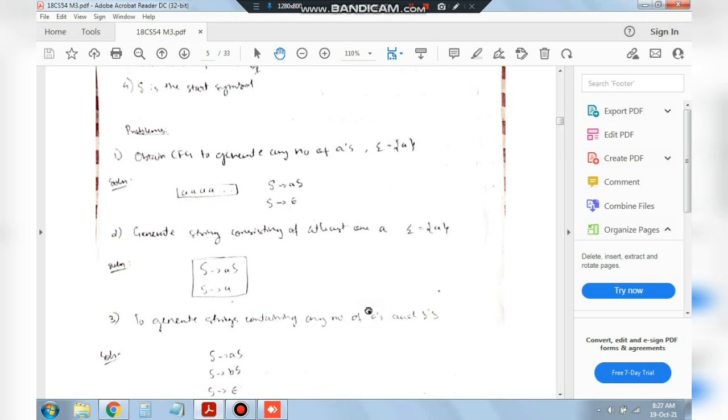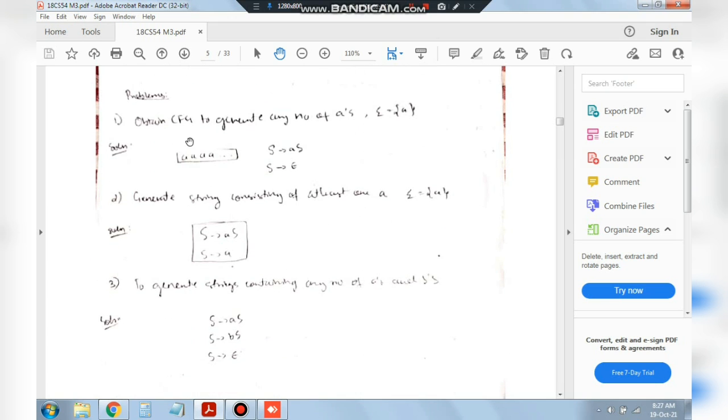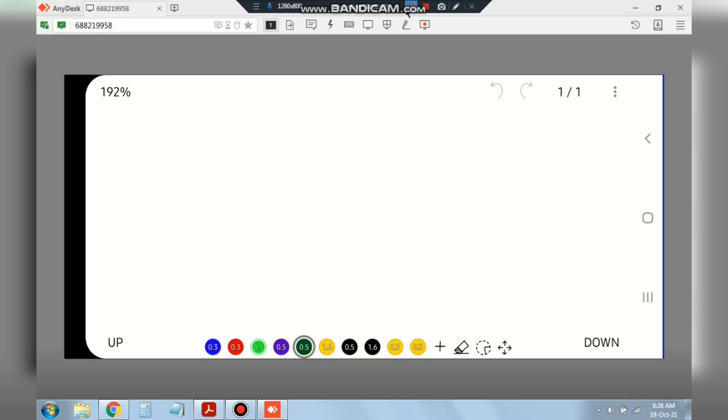That is the rule for context-free grammars. So let's understand this by an example. The question can be of this type: obtain a CFG to generate any number of A's, where the alphabet set is A. We have to generate a string which has n number of A's. It can be zero A's, meaning epsilon, or A, or AA, or AAA, and so on up to n A's. So these are the possibilities. Let's discuss them one by one.